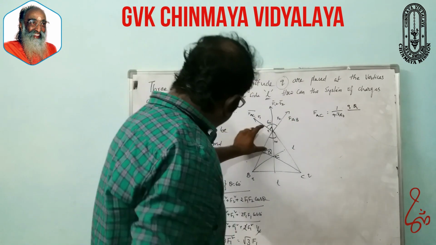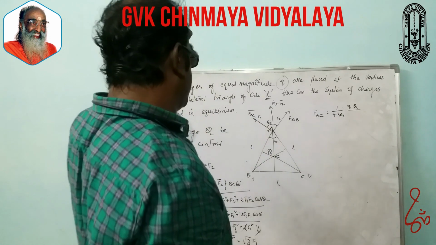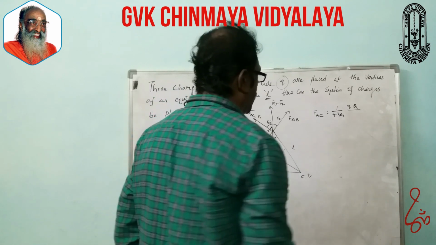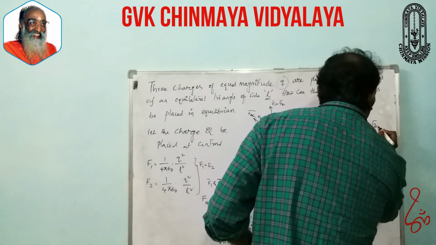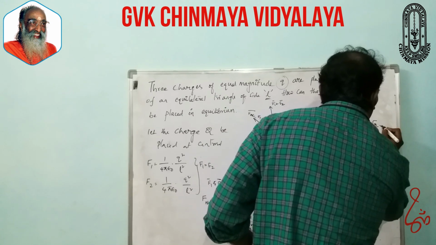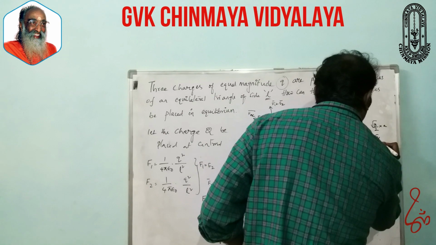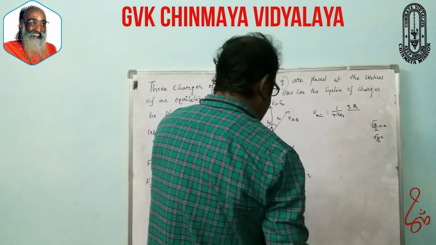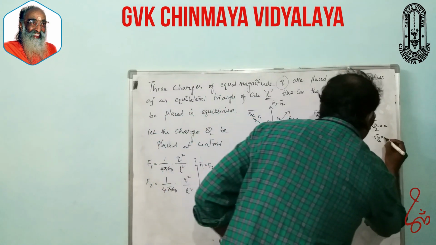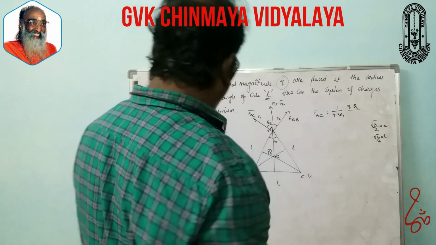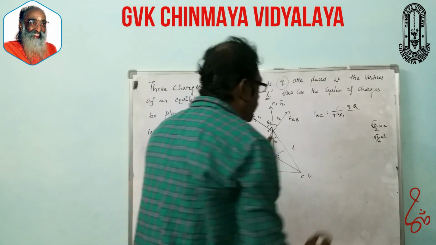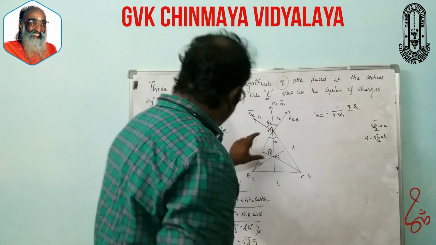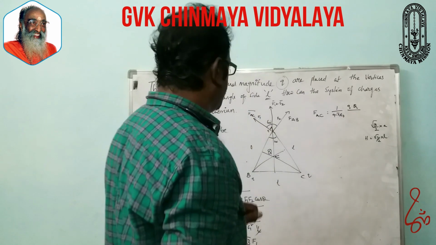And what is the length between this A and C? You should know this. This is the altitude of this equilateral triangle, and it is given by root 3 by 2 L. So h is equal to root 3 by 2 L. Now I don't want this complete one. I want the length from A to C. How to find this A to C?